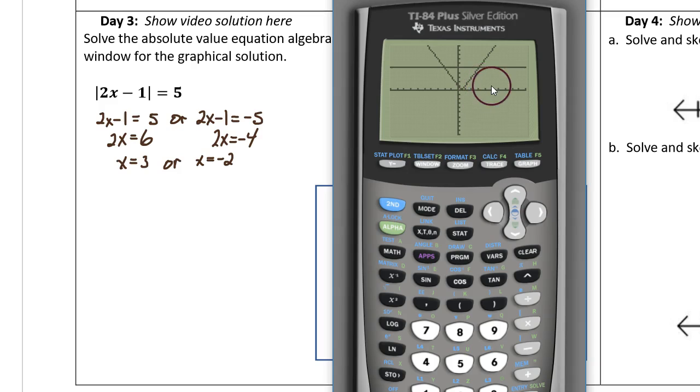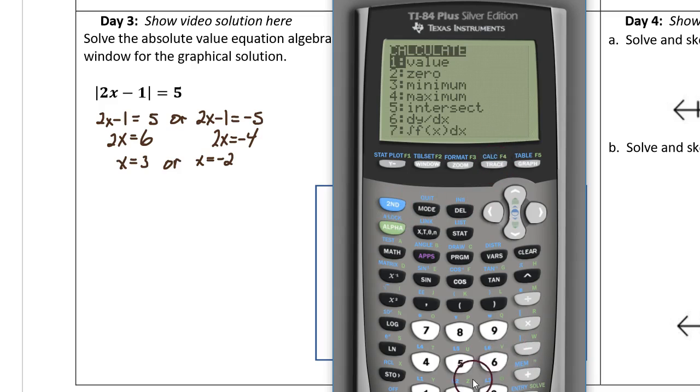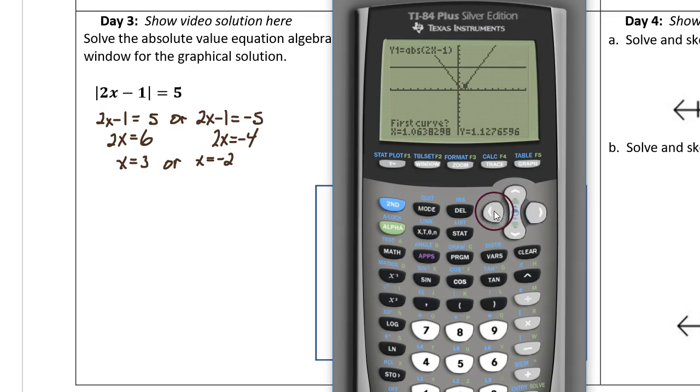We can have the calculator calculate those for us. Press second, calculate, choice 5, use the cursor to move as close as you can to the intersection point, and press enter 3 times. Notice in the bottom corner of the screen it says x equals negative 2.